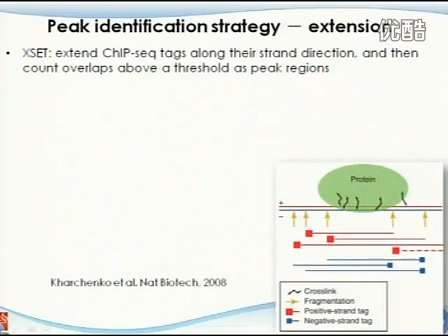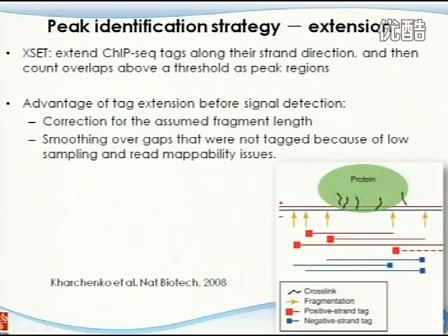So what happens is once you map those small signal reads back into the genome, you just extend them to the original DNA fragment length. Let's say it's 200 base pair. Let's just extend it 200 base pair. And then when we count the numbers, I use the read length after extension to count. Okay? The advantage of this tag extension before signal detection is it corrects for the assumed fragment length and it smooths over gaps that were not tagged because of low sampling and read mappability issues.